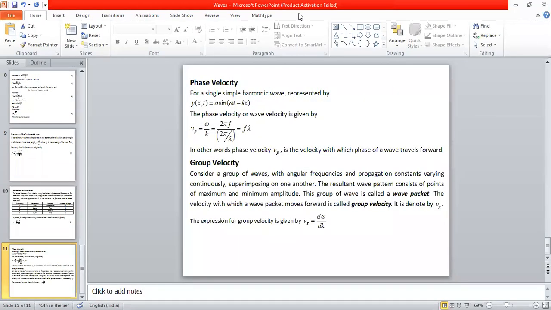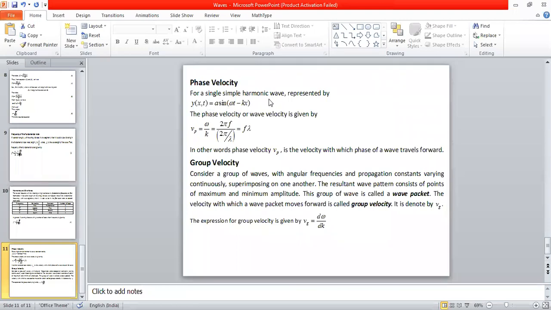Another topic, as per your syllabus, we want to understand the two types of velocities. There are two types of velocities associated with a wave. The first one is phase velocity, and the second one is group velocity. This phase velocity we have already discussed, but for the sake of continuity, we want to discuss it once again. Consider one simple harmonic wave, which I have already mentioned.